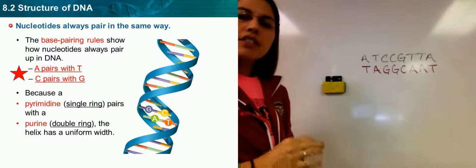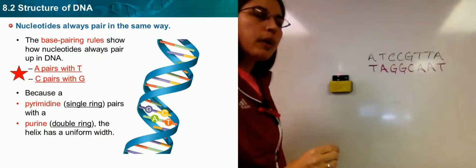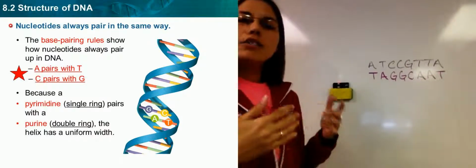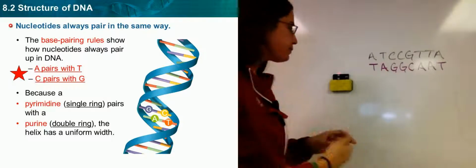And that goes back to that single double ring structure. A single ring always pairs with a double ring, and a double ring pairs with a single ring. You won't find two single rings, and you won't find two double rings pairing together.